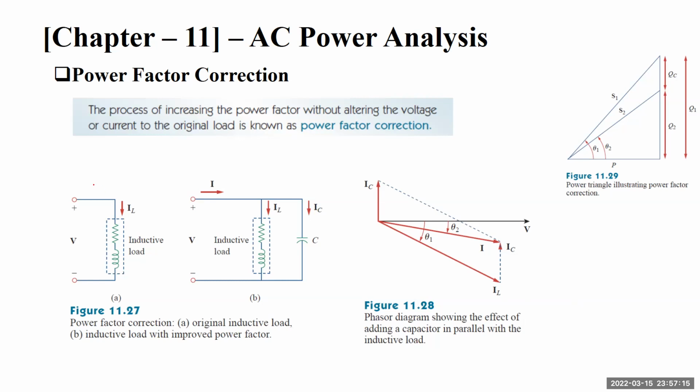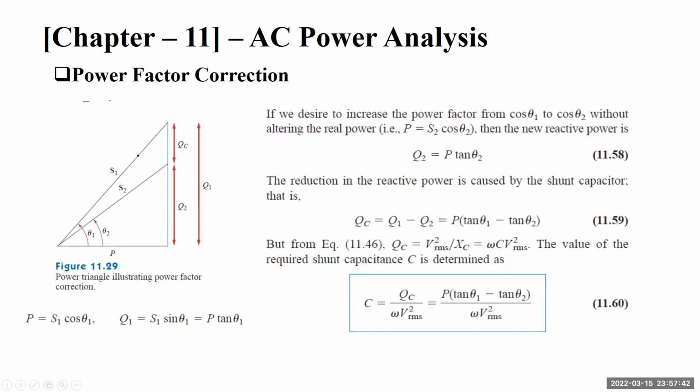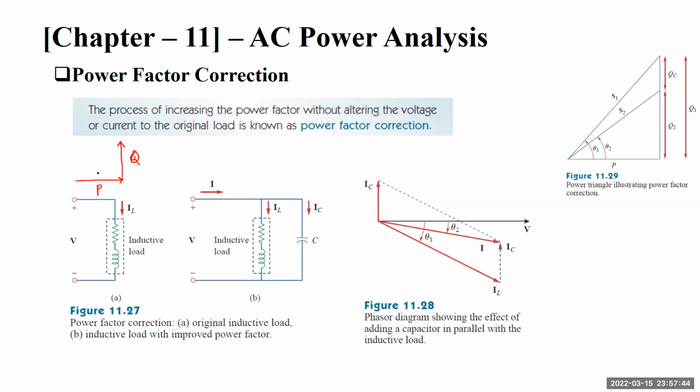For this part A, my power triangle will look something like this. The useful power across R will look something like this, and the power that is not used, the power across this inductive load, is given as Q1, and my overall effective power will be S.